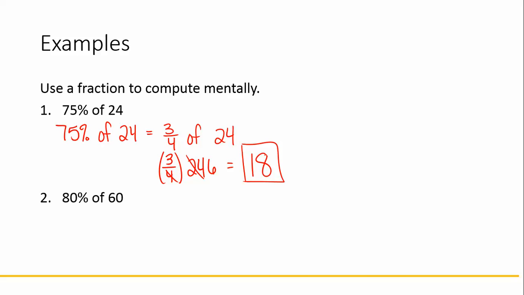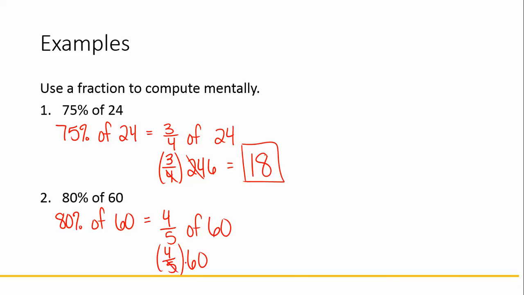Number 2, we have 80% of 60. So we want to think 80% of 60. What is 80% in a fraction? And if you think 80 over 100 and you start reducing that down, hopefully you get to 4/5. So we want 4/5 of the number 60. Well, 4/5 of 60, we could do some cross canceling. Whoops, that should be multiplication. Cross canceling would be 4 times 12, or 48. So again, when you're using a fraction, change the percent to a fraction and then multiply by that number.